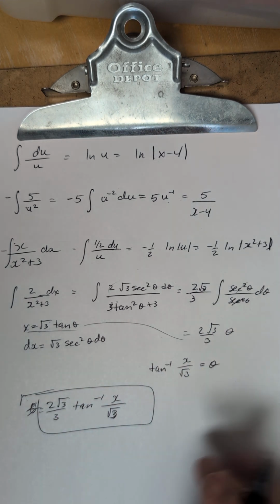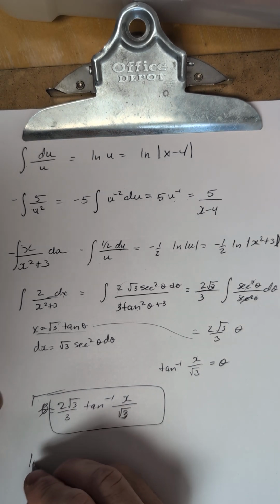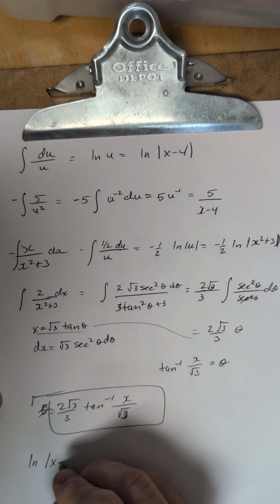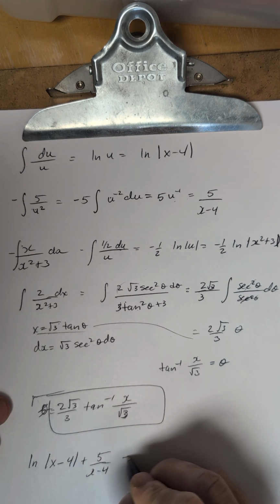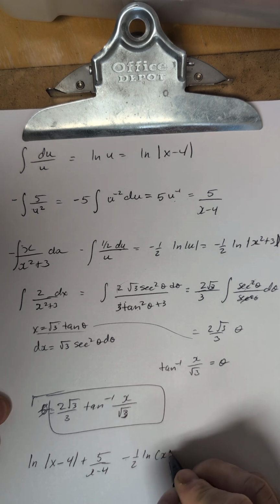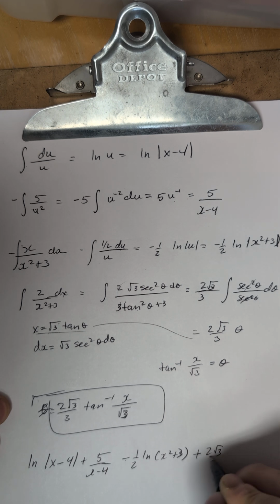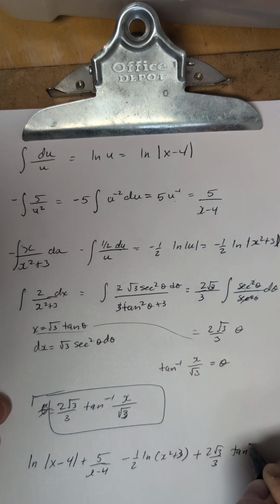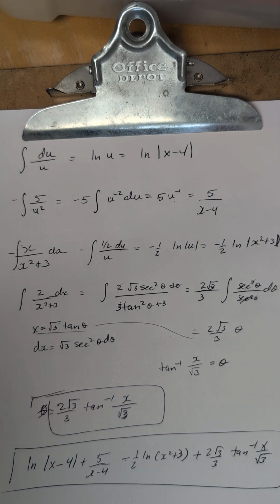All right, so putting everything finally together, the very last result then is natural log absolute value of x minus 4 plus 5 over x minus 4 minus 1/2 natural log of x squared plus 3 plus 2 square roots of 3 over 3 arctangent of x over the square root of 3. And so there is the final integral.